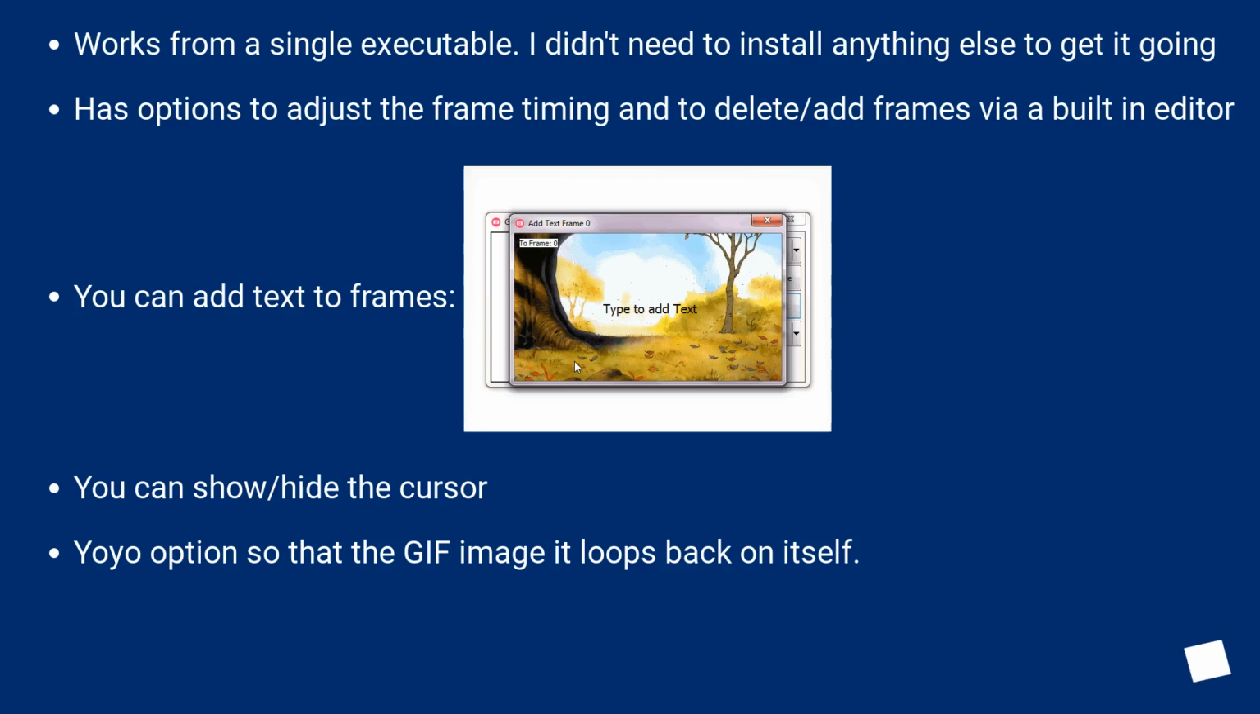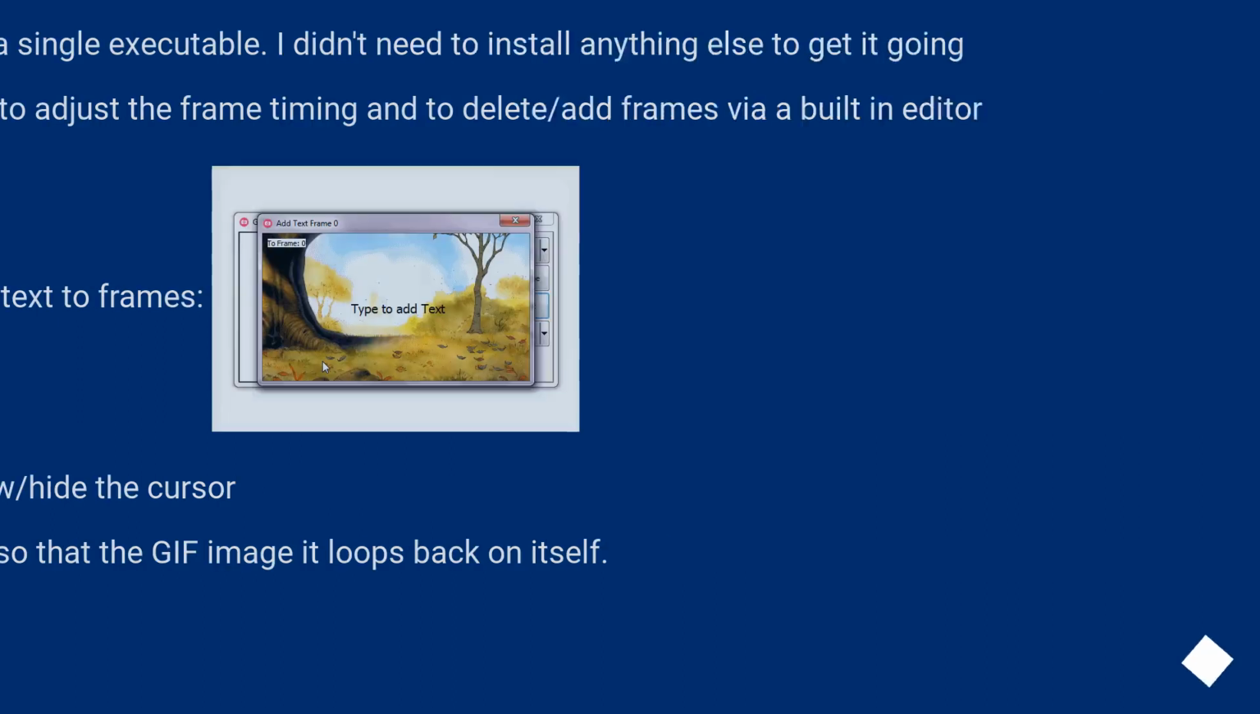Has options to adjust the frame timing and to delete or add frames via a built-in editor. You can add text to frames. You can show or hide the cursor. Yo-yo options so that the GIF image loops back on itself. Draw green screen over frames to create a cinemagraph. Disclosure: I have no affiliation with the product or developer.